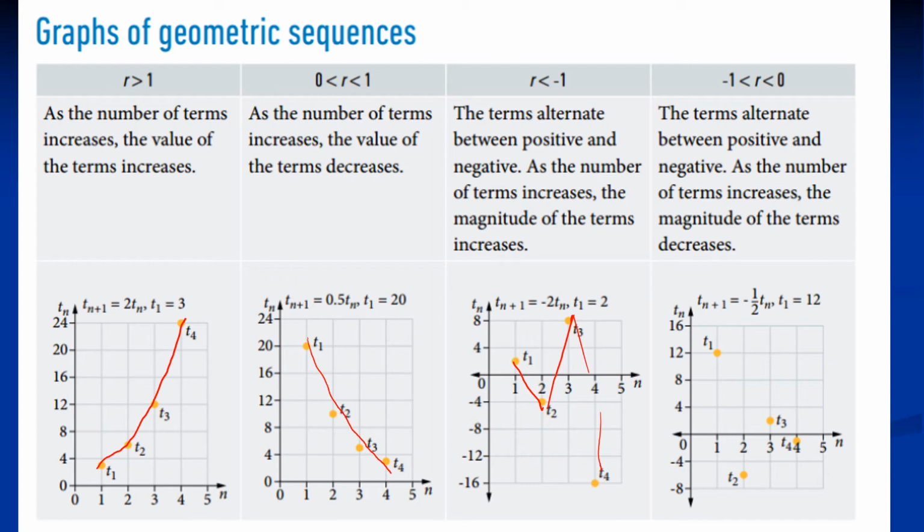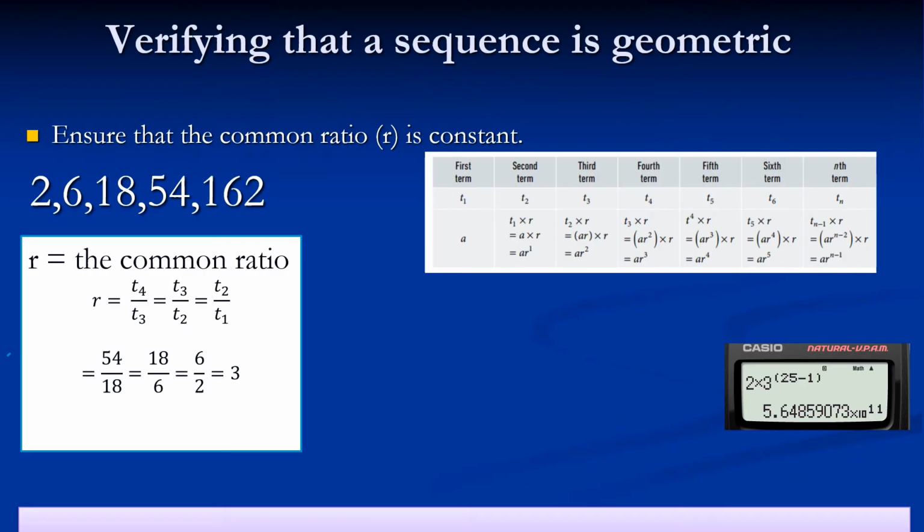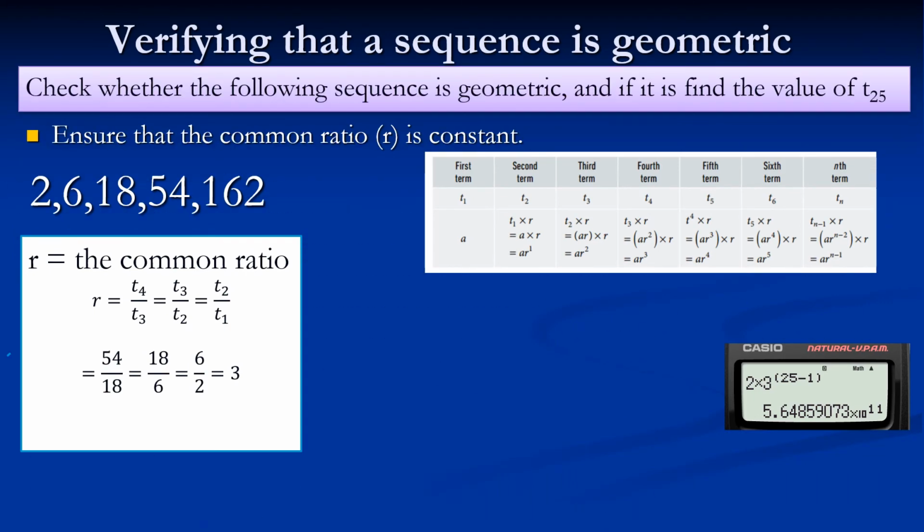And then, if the common ratio is between 0 and negative 1, the terms still alternate between positive and negative. But as the number of terms increases, the magnitude of the terms decreases. Okay, so let's have a look at the next one.